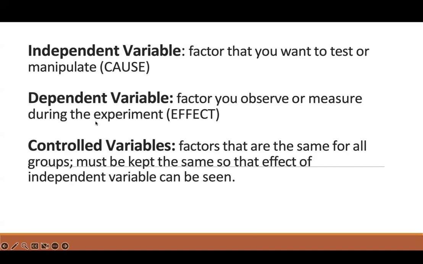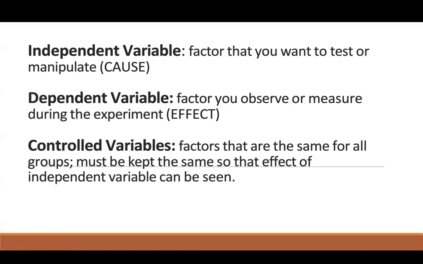Now, everything else, all of the other factors that we are going to try to keep the same between the members of our control and experimental group, that's going to be called control variables. The other aspects of our experiment that we want to prevent from affecting our dependent variable.